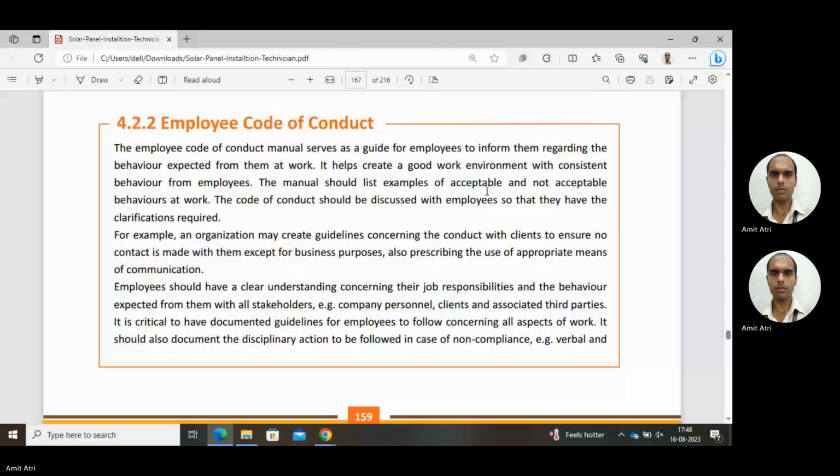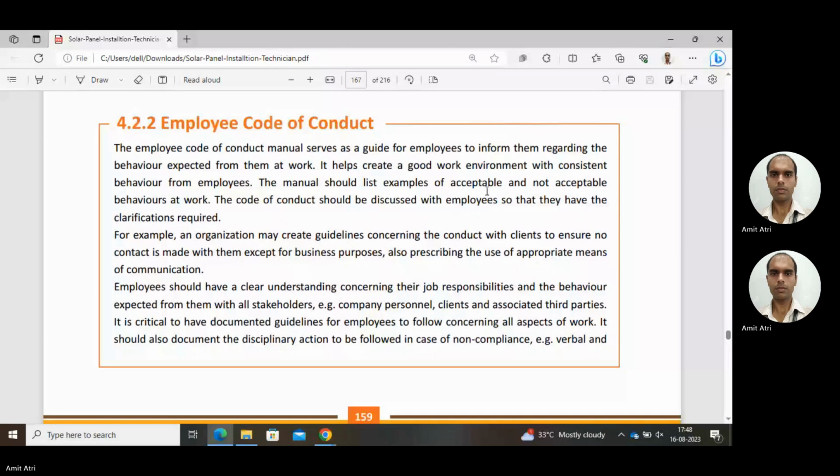The manual should list examples of acceptable and not acceptable behaviors at work. Which type of behavior is acceptable and which is not acceptable should be explained or listed in the manual. The manual containing the guidelines regarding the code of conduct should be discussed with the employees so that they have the clarifications required.